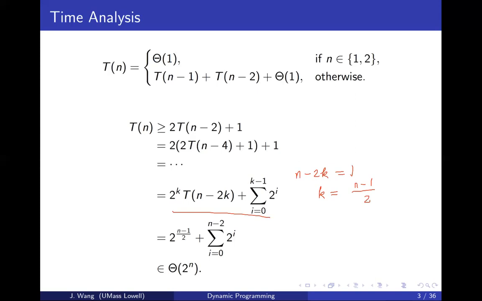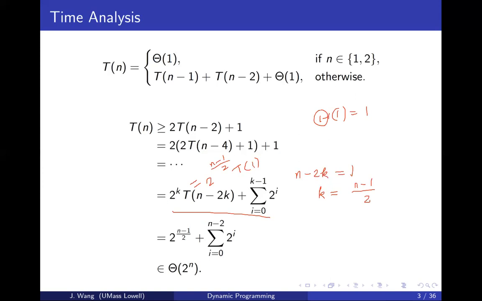So this part will become 2 to the n minus 1 over 2 times T of 1. T of 1 is 1, so we get that. All right, so think about this, think about that constant. Just 1, okay? Think about that. It's just constant, it really doesn't matter in this case, all right?